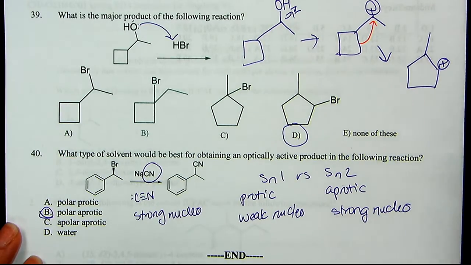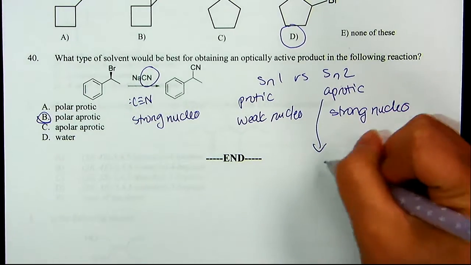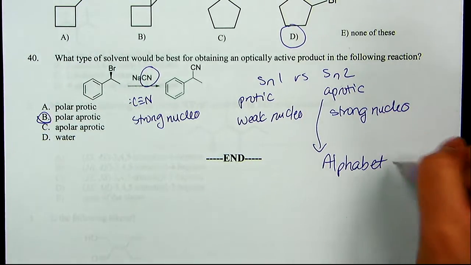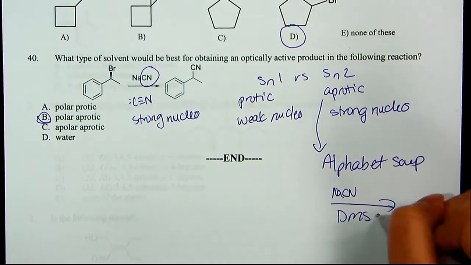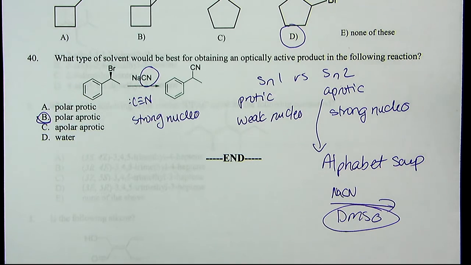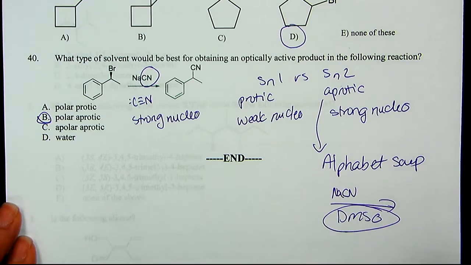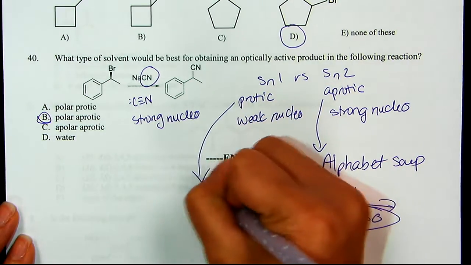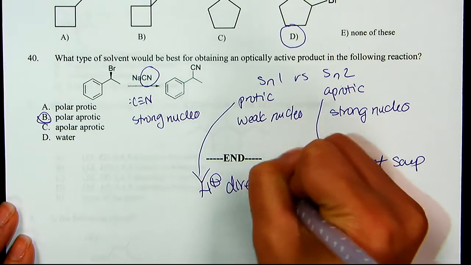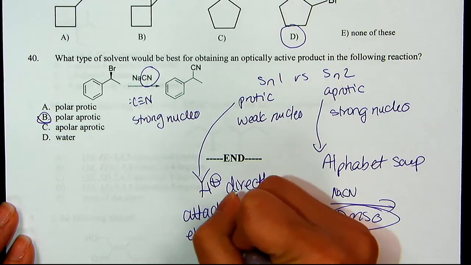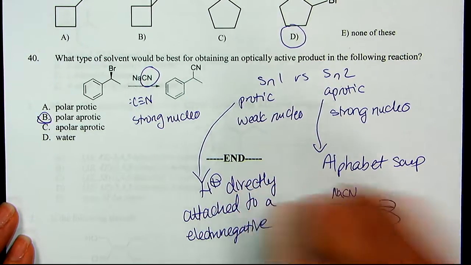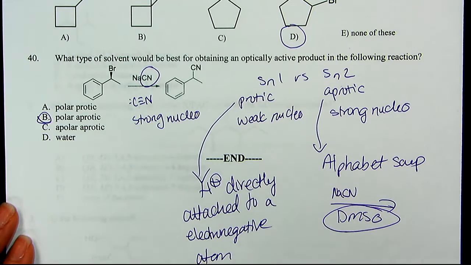Again, all your aprotic solvents are your alphabet soup. What I mean by that is that you'll sometimes see something like CN, DMSO, just like a bunch of acronyms: DMSO, DMF, THF, they're just your alphabet. So that's a good way to remember aprotic, the alphabet. And protic has hydrogen directly attached to a very electronegative atom, usually oxygen or nitrogen.